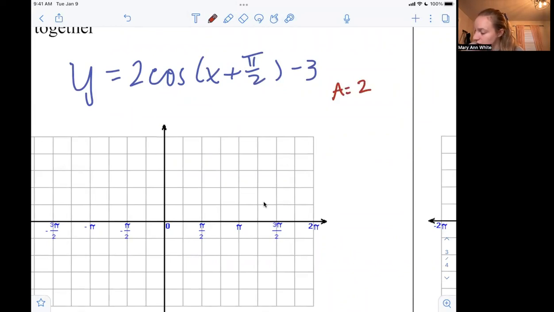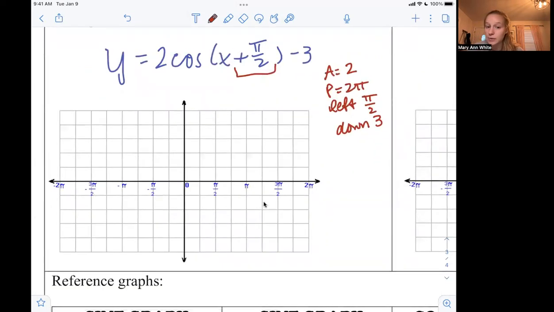Okay, so my amplitude is 2. My period is normal, it's 2 pi. I'm going to the left pi over 2, and I'm going down 3 units. I always like to start with my amplitude and my going up and down. So my amplitude should be 2 and -2, but I'm going to move both of those points down 3. I can use my Notability magic, or I can think, okay, 2 minus 3 is going to be -1, and -2 minus 3 is going to be -5. So I'm going to be here at -1 and at -5.